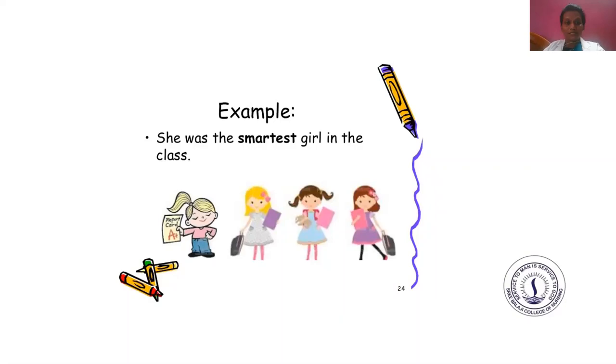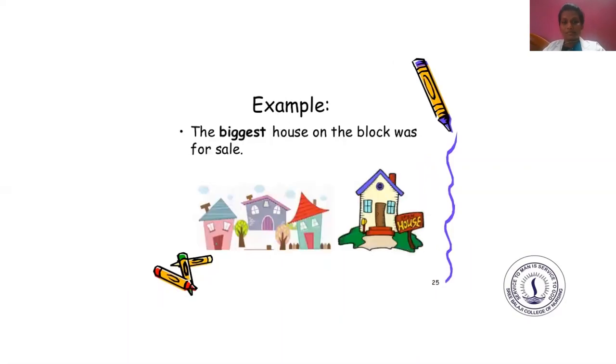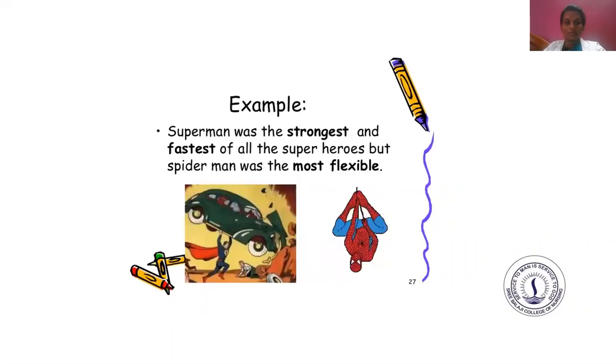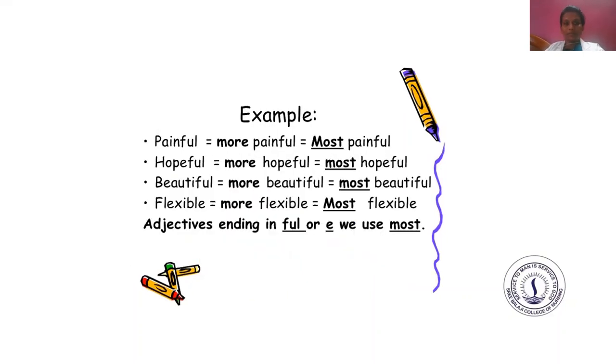She was the smartest girl in the class. The biggest house on the block was for sale. The slowest computer in the class belonged to Miss Brockway. And here, see, flexible is used with "most" because it ends in -ible. And so the superlative form is most flexible. Painful, more painful, most hopeful, most beautiful, most flexible, most expensive. So these are examples of superlative degree with "most".